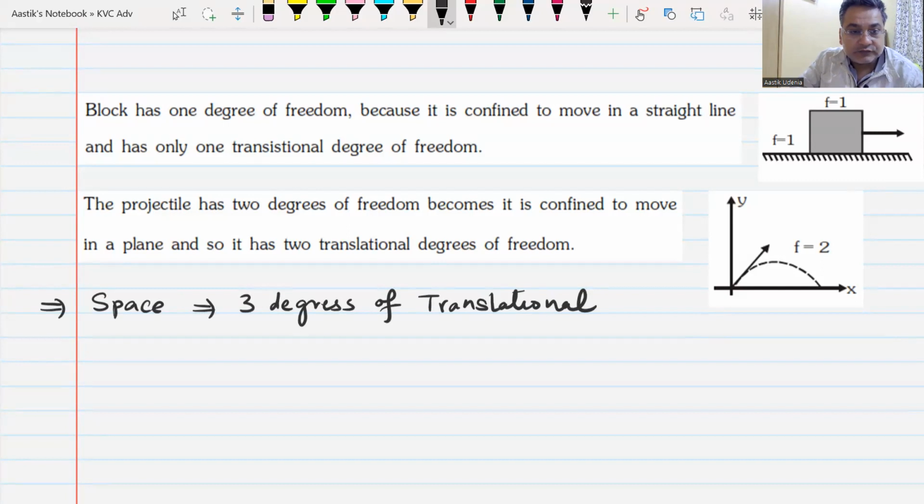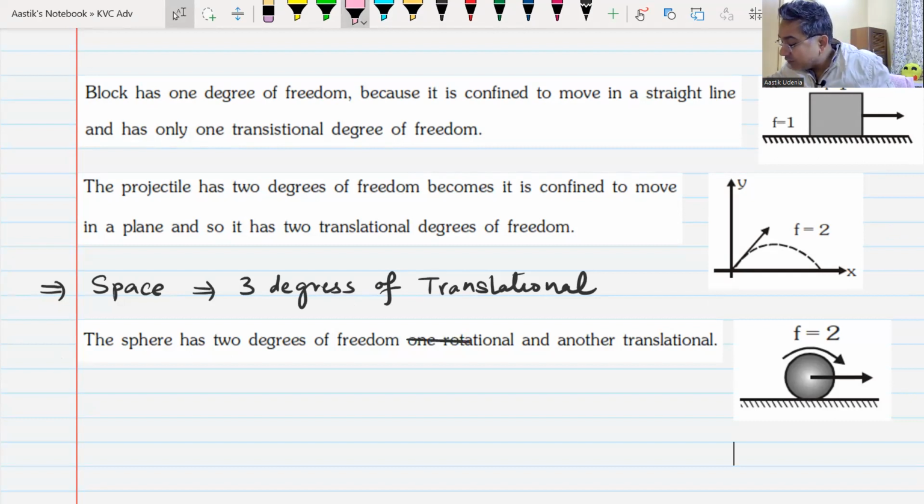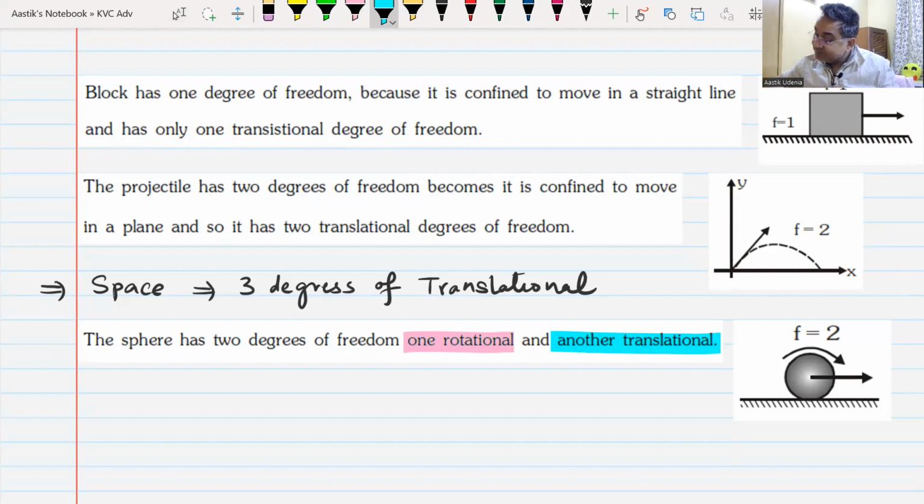Now, we take another example. If we have a rolling sphere, a sphere which is rotating as well as translating, the number of degrees of freedom would be 2. One because of rotation, and another because of translation. Do we understand this? Yes, sir.